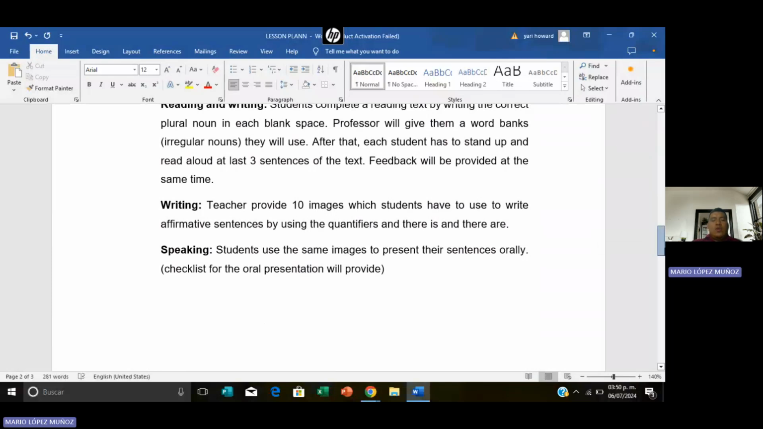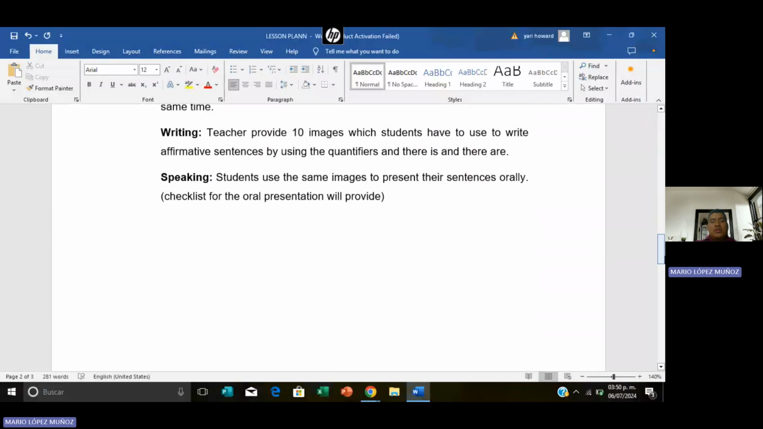And the last activity is speaking. The students use the same images and the same sentences, and they have to present them orally. So the same pictures, the same sentences they wrote, they will now present orally. And I will provide a checklist to them in order to be evaluated. That's in general those activities that I'm going to work with them.